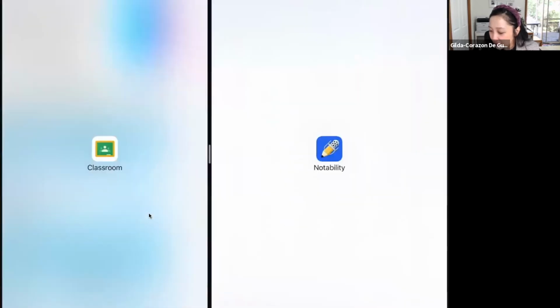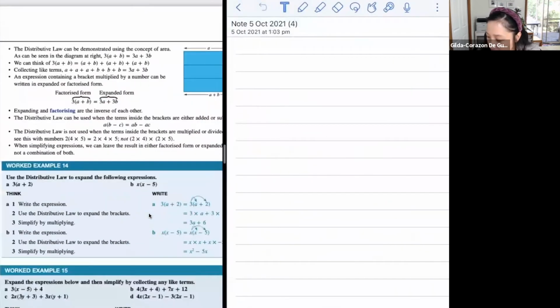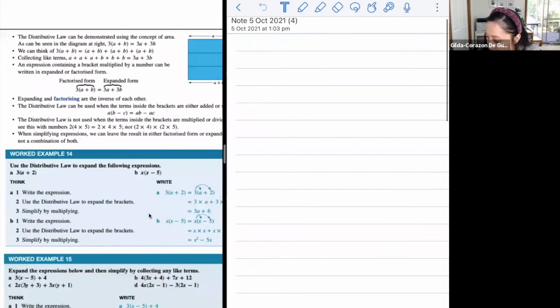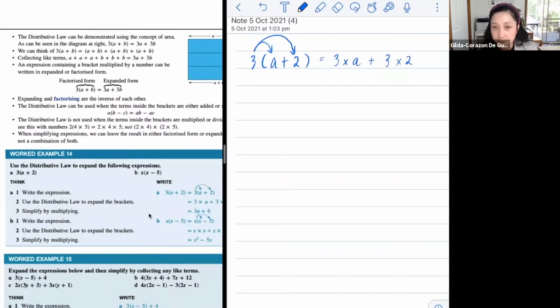Let's have a look at our example here. We've got 3 multiplied by A plus 2. We want to distribute the 3 to A and to 2. What it means is that we want to multiply 3 by A and then multiply 3 by 2, right? And therefore, 3 times A is written as 3A, and then 3 times 2 gives you 6.